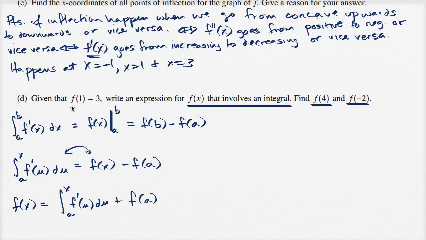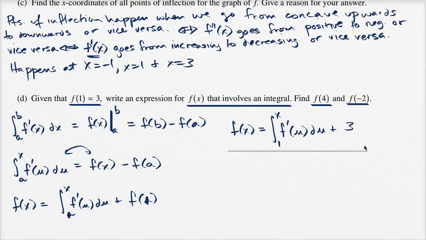They said that f of 1 is equal to 3. So if we choose a to be equal to 1, then we know that f of a is going to be equal to 3. So we can write f of x is equal to the integral, I'm using 1 as my a, since I know what f of 1 is, from 1 to x of f prime of u du plus f of 1. They told us what that is. That is going to be equal to 3. So this is the first part right here. We just did it.